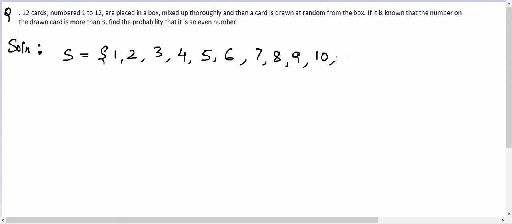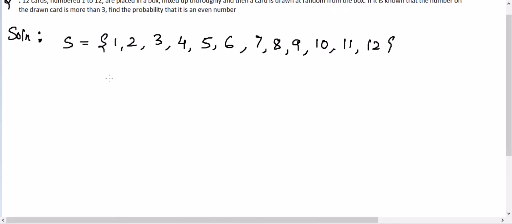So guys, when we read further, it is written, if it is known that the drawn card is more than 3, find the probability that it is an even number. If we note, there are two events here. Let the first event A be that the card drawn is even. Then it can be 2, 4, 6, 8, 10 or 12. What if the card drawn is more than 3?